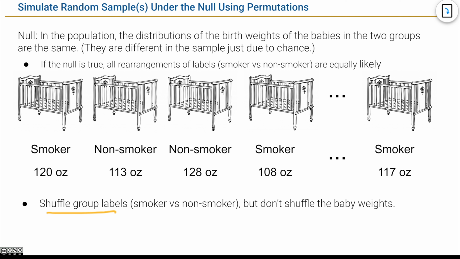Why is that going to work? Well, if we really lived in the world where the null hypothesis were true, then all rearrangements of the labels are going to be equally likely, right? Because they all came from the same distribution. So whether or not they were labeled smoker versus non-smoker wouldn't make a difference. We're shuffling them or permuting them so that we keep the same number of smokers and non-smokers that we had in the original data set. That's important. We don't want to change that piece. And that's why we're going to do this idea of a permutation.